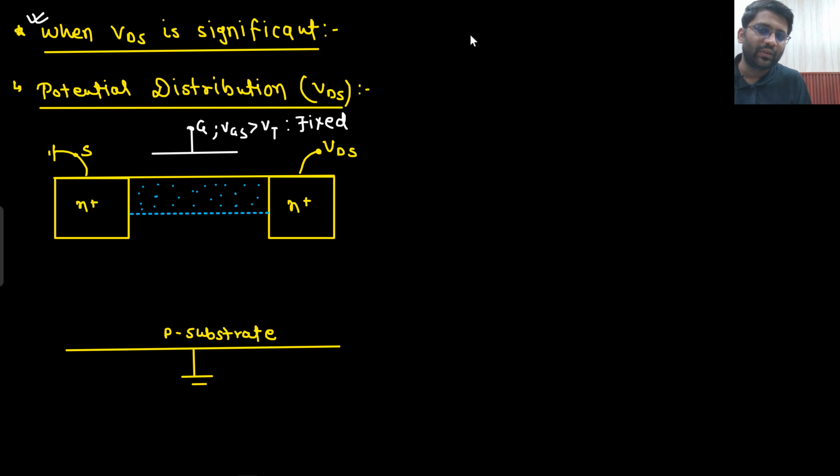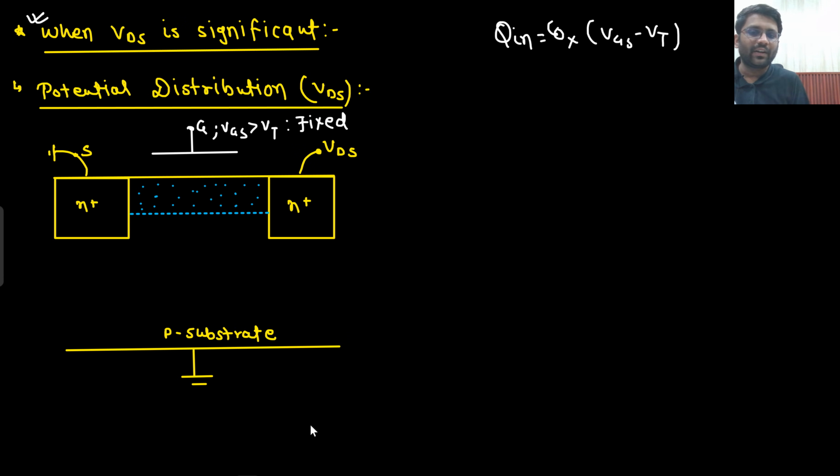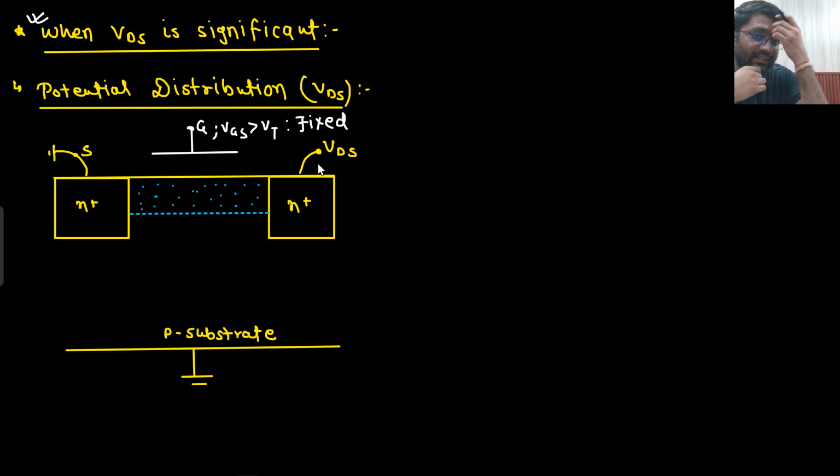When there was no effect of VDS, then your inversion charge Qin was Cox times (VGS minus VT), right? When VDS was low. This is the formula of Q inversion we have put. But now the effect of VDS would also come into action. How this VDS would be affecting, that we need to see. As of now, we will not talk about VGS at all. We will only talk about VDS.